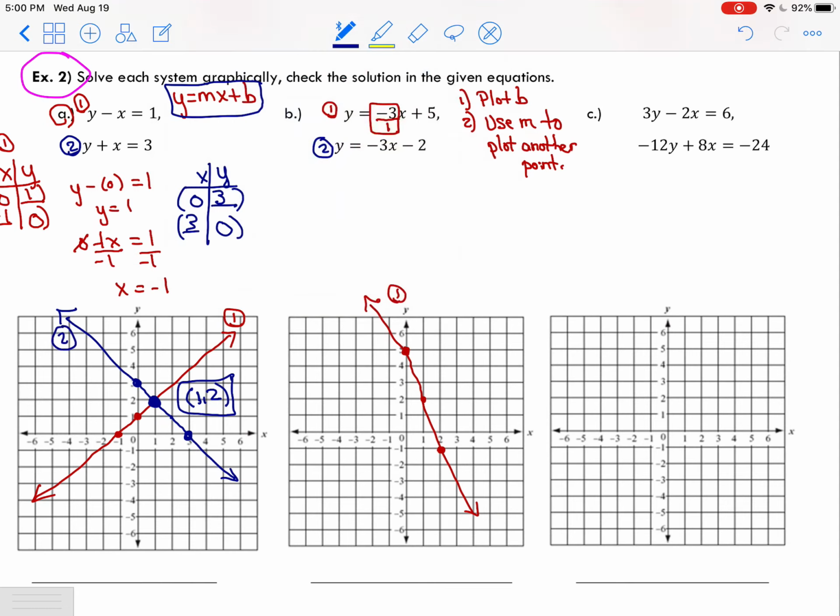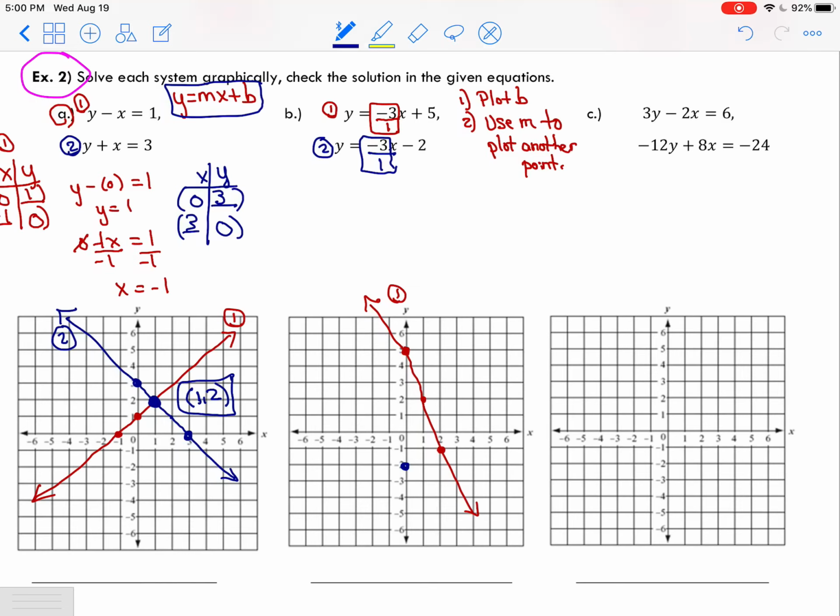All right, let's do the same for equation number 2. Looks like our y-intercept is at negative 2, so (0, -2), and I have the same slope. So we have the same slope but a different y-intercept. We should be thinking about what that would look like. Same slope, different y-intercept means these should look parallel, right?